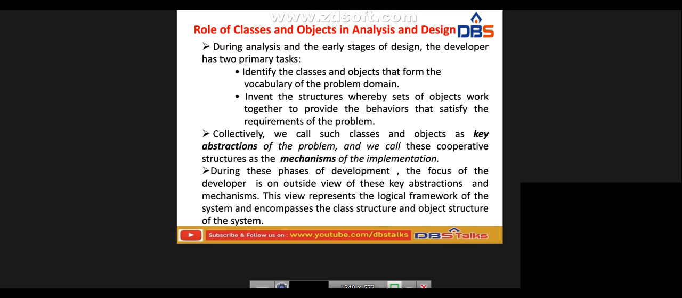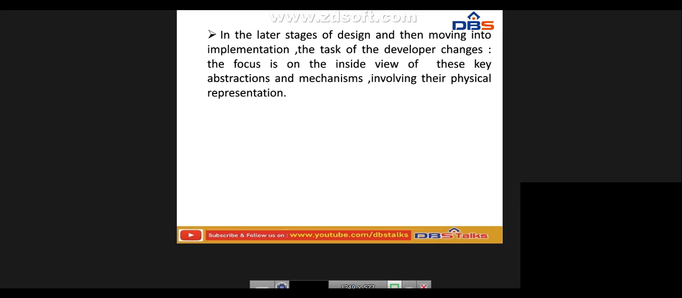And the next one: in the later stages of design and moving into implementation, the developer's task changes, that is, to the inside view of the particular system, with abstract mechanisms involved. Based upon the physical representation, we can identify what the problems are in the inside view, what process is going on inside the view, what the abstractions are, and what mechanism performs the particular inside view. Okay.